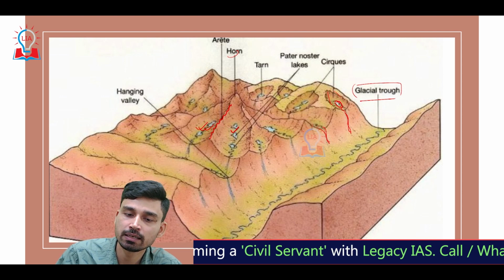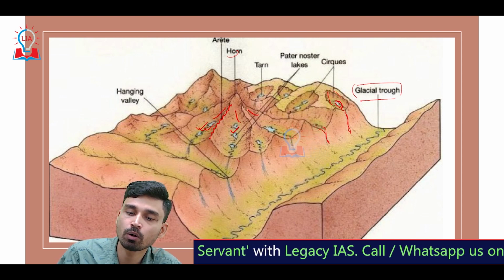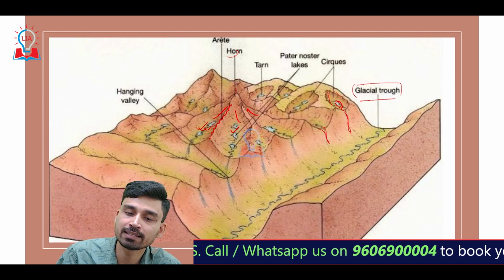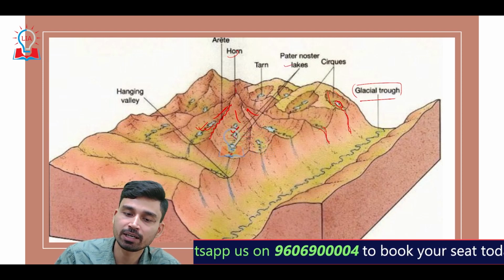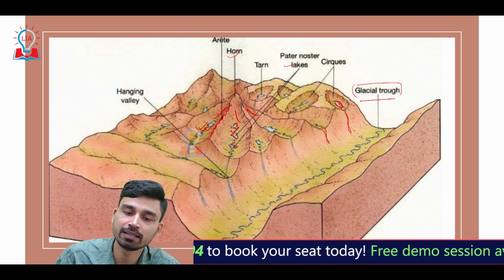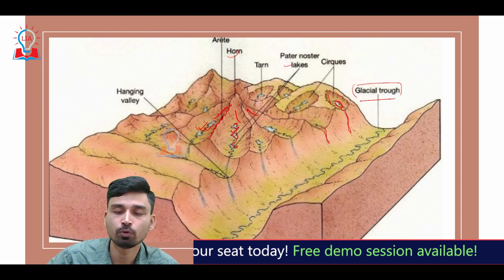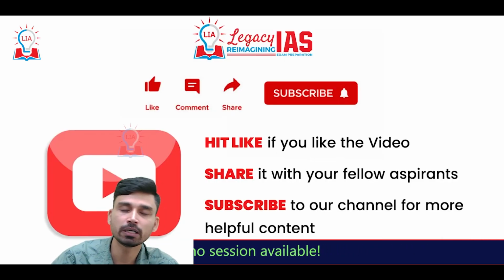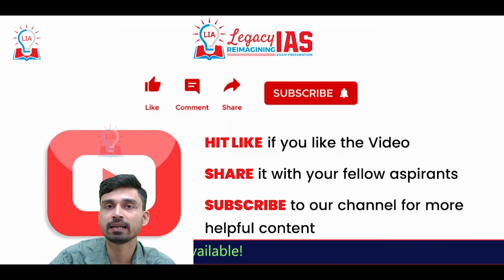Then we have horns, that is because of the backward erosion of glacier from the three sides. Then we have Paternoster lakes, which you can see is a series of lakes that develops in the glaciated valleys, which is connected by flowing water streams. And then we have the cirques, as we have discussed. So these are all the important erosional landforms as far as glacial landforms are concerned.